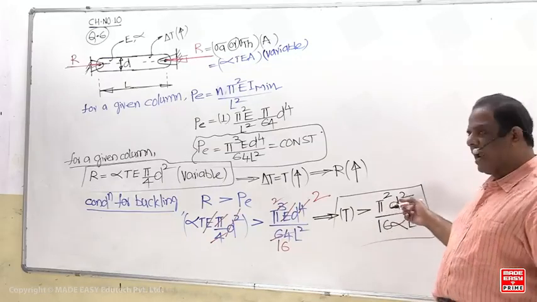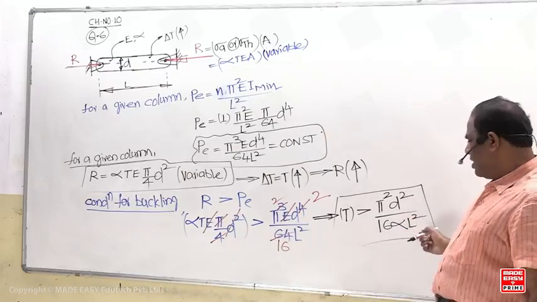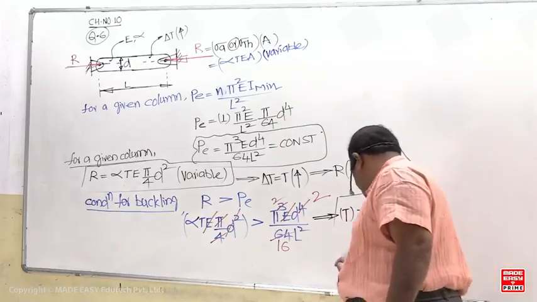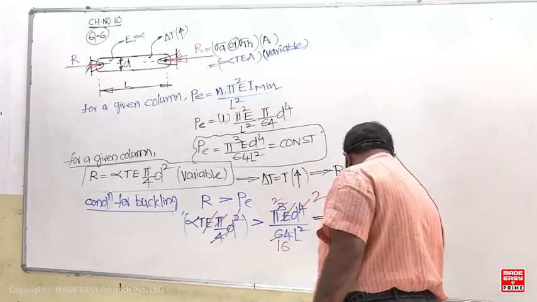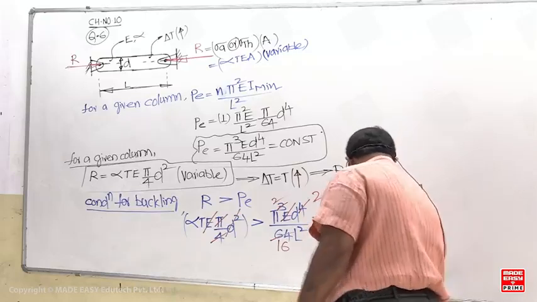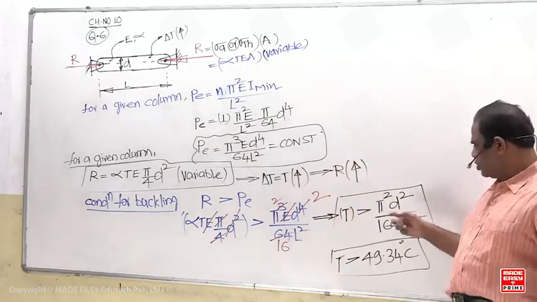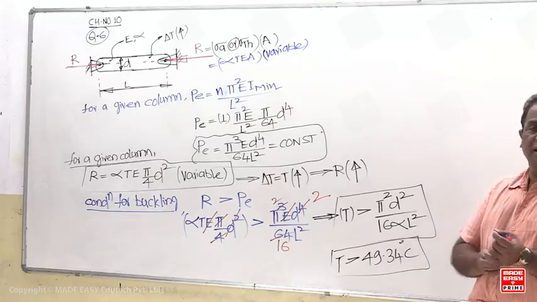Now substitute the given data. Diameter is given in the question. Alpha, the coefficient of thermal expansion, is given. L is given. Check it. As per the given data, you are going to get some 49.34. The numerical data is given in the question: D is given, alpha is given, L is given. What is the meaning of this now?